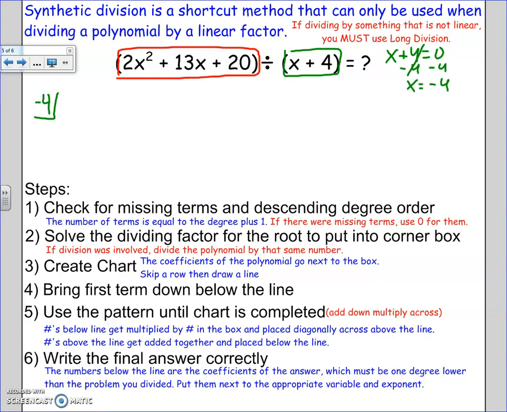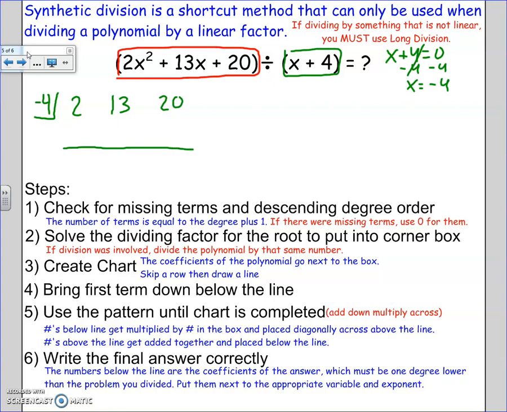The third step is create the chart. The chart has the coefficients of the polynomial next to the box. So the numbers from the polynomial are positive 2, that's in front of x squared, positive 13 in front of x, and positive 20 is the constant. You just skip a row and draw a line. And now we do the very fun process.